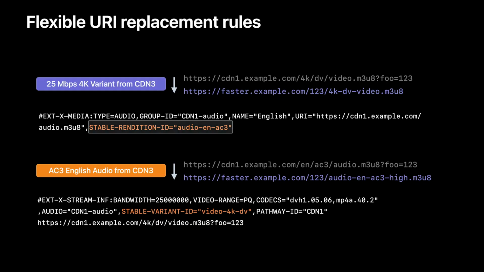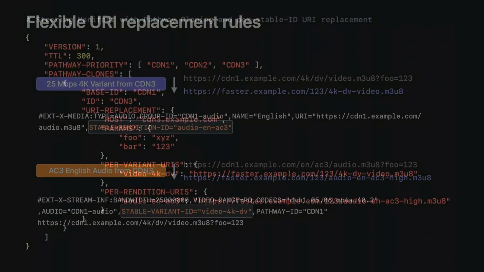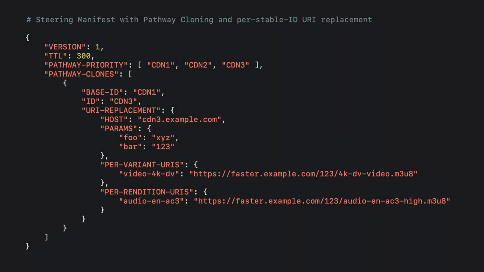To define these particular special URI replacement rules, we need to assign stable IDs to all the variant and rendition streams in the multivariant playlist. For example, we assign stable rendition ID audio-en-ac3 to the AC3 English audio, and stable variant ID video-4k-dv to the 25 Mbps 4K variant stream. Then, in the steering manifest, we can add the two flexible replacement rules by referencing their stable IDs.